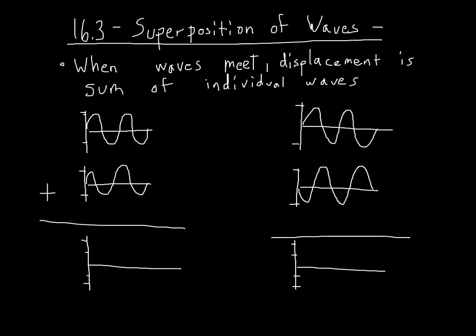Moving on to section 16.3. This is all about superposition of waves. When waves meet each other, their total displacement has to be the sum of each individual wave. And what I've drawn here is two circumstances.